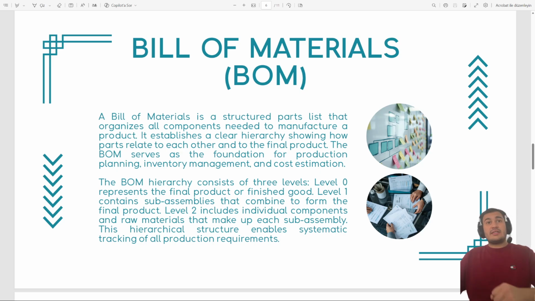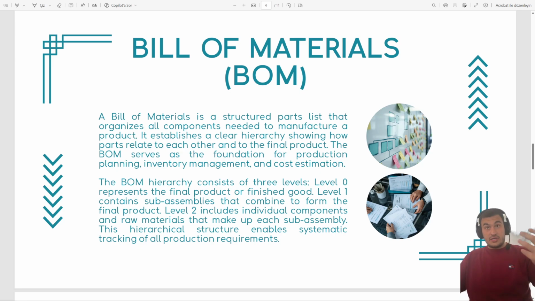BOM has three levels: level 0, level 1, and level 2. Level 0 is the top. It's presenting the final product. Level 1 is half-finished, semi-finished materials. It's the middle side. And level 2 is our lowest point in our BOM. It shows the raw materials.